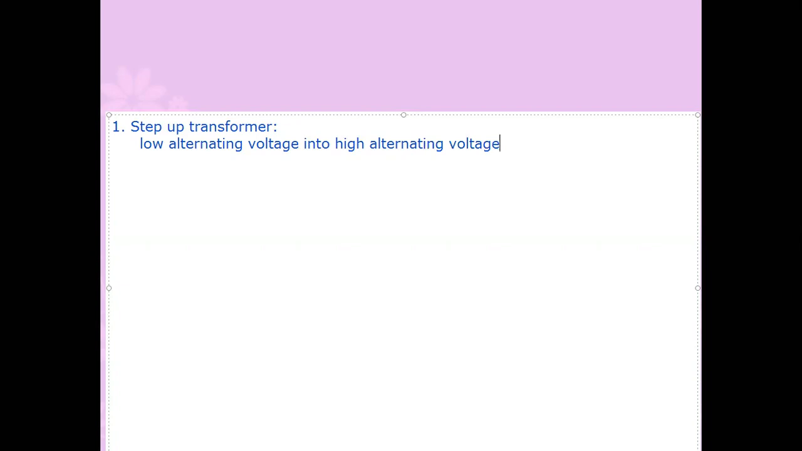So this is divided by the number of turns in the primary coil and the secondary coil. We have divided into two types: step up transformer and step down transformer. So in the step up transformer, the secondary coil number of turns is high comparatively to the primary coil.